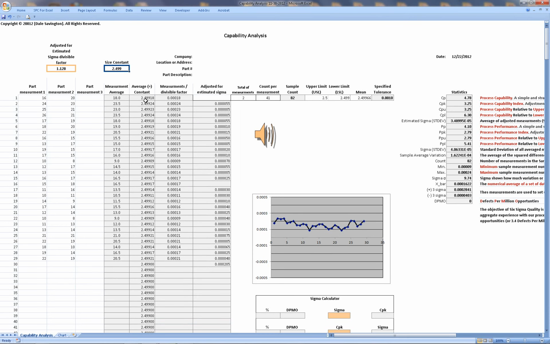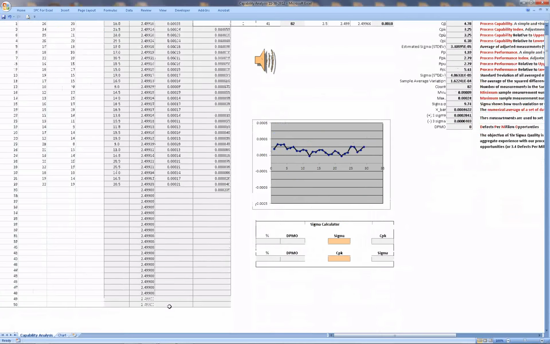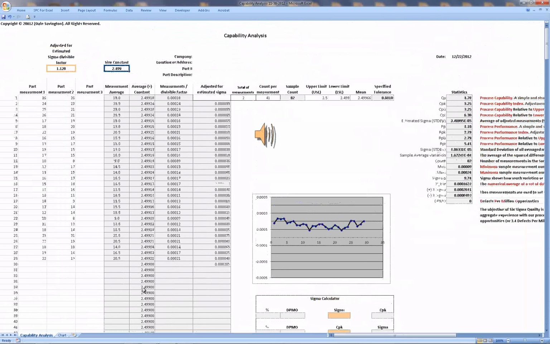The potential measurements are part measurement 1, part measurement 2, and part measurement 3. It is critical that the number is entered in part measurement 1 for any calculation to be completed. The 0 numbers have been hidden, even though we're going all the way through number 50. And in these formulations, I've added array formulas to not add the 0 cells into the calculations.